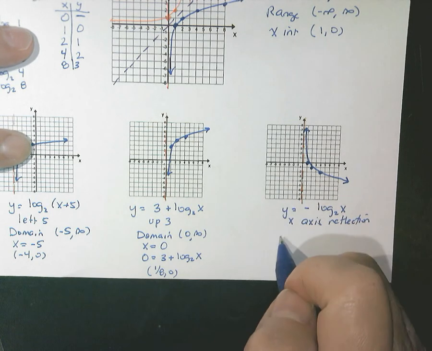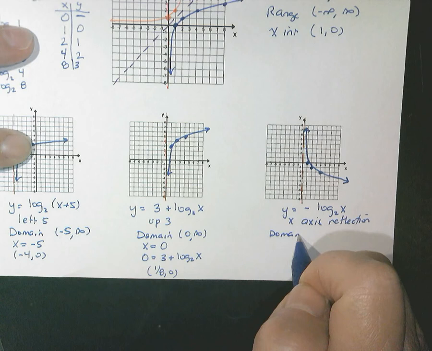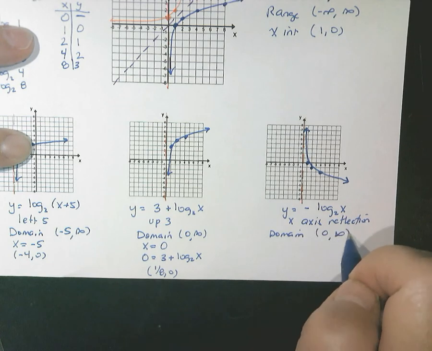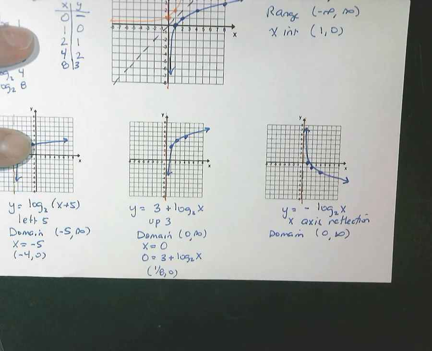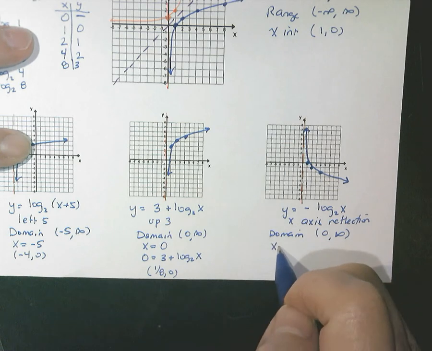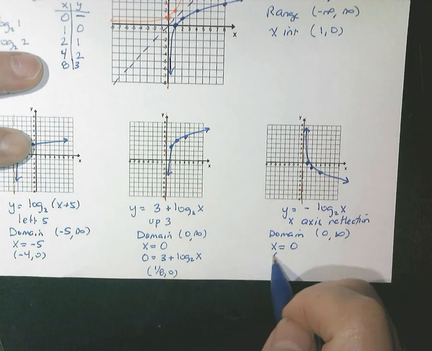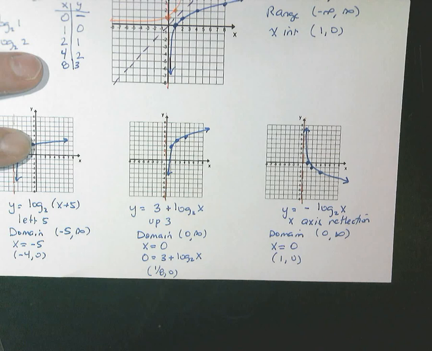So my domain doesn't change. It only changes if I move right or left. My range is still all real numbers. My vertical asymptote is still the same. And my x-intercept is still the same.